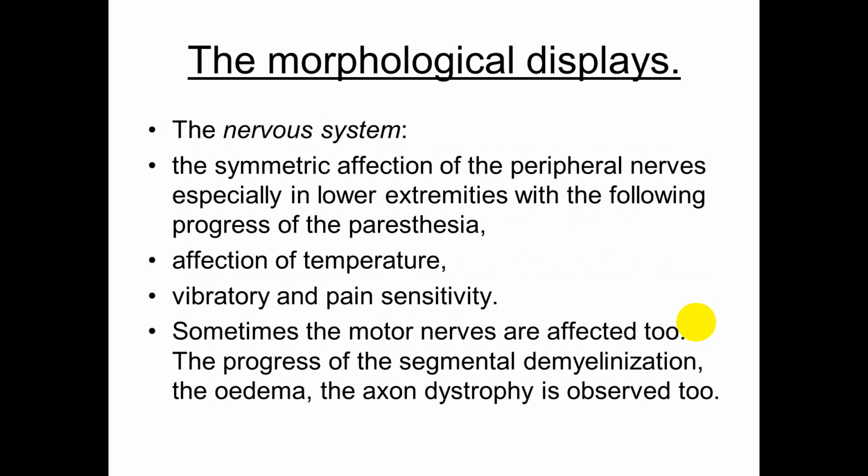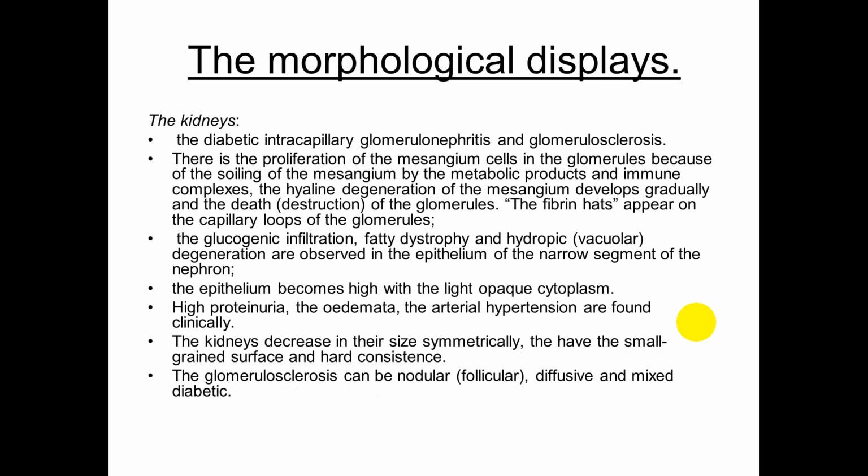Morphological change by diabetes mellitus in the nervous system. There is systemic affection of the peripheral nerves, especially in the lower extremities, with the following progress of the paresthesia. Affection of temperature, vibratory and pain sensitivity. Sometimes the motor nerves are affected too. The progress of the segmental demyelinization, the edema, the axon dystrophy is observed too.